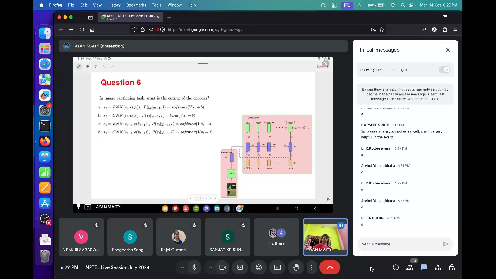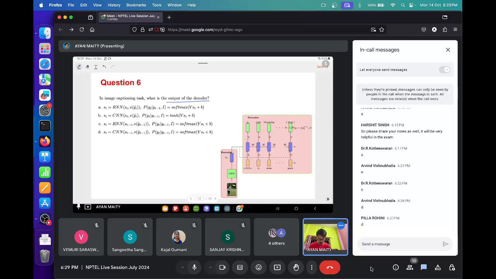Now question 6. For the same task of image captioning, the figure is the same that we have seen in the last question. What is the output of the decoder now? There are four options. What is the output of the decoder?